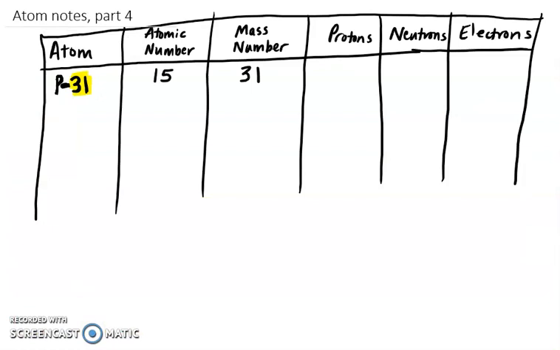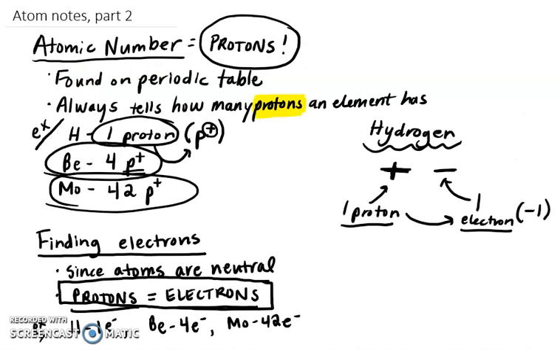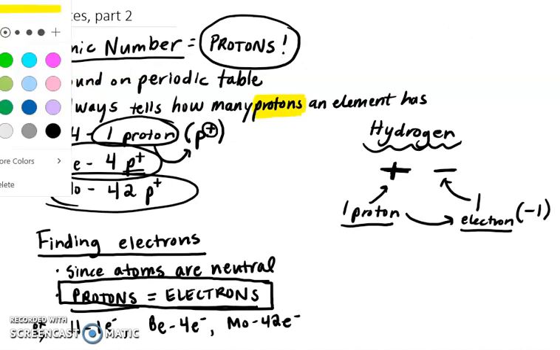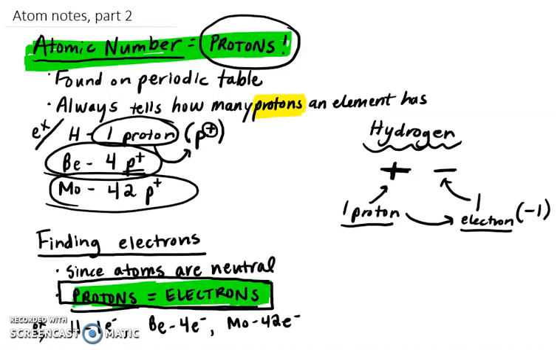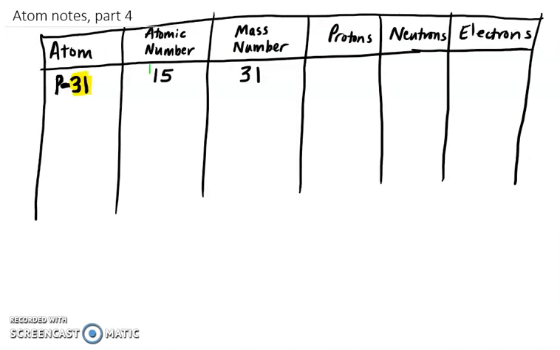Now I have to figure out how many protons, neutrons, and electrons there are. Well, I know from our notes that atomic number tells me how many protons there are, right? Atomic number tells me protons. And if my atom is equal, protons also tells me electrons. We learned this the other day, and that's why it's so nice to have your notes to look back at if you need to answer these questions. So atomic number is 15. That's going to be equal to protons and electrons. So I am going to have 15 protons and 15 electrons.